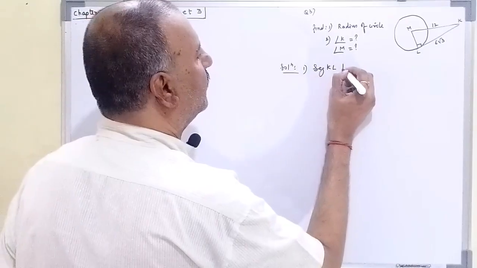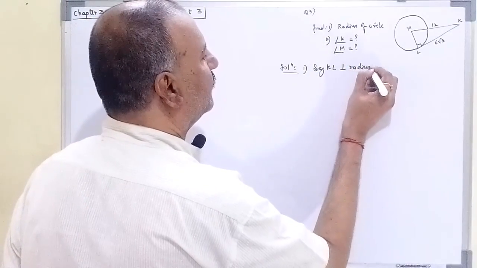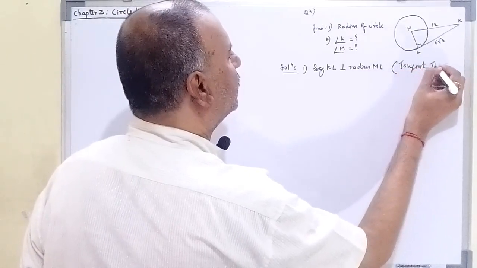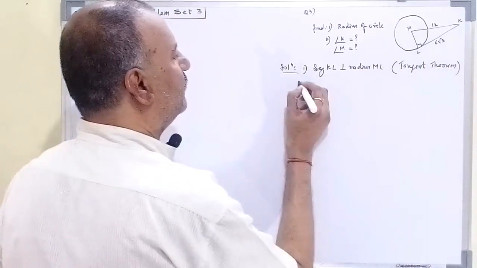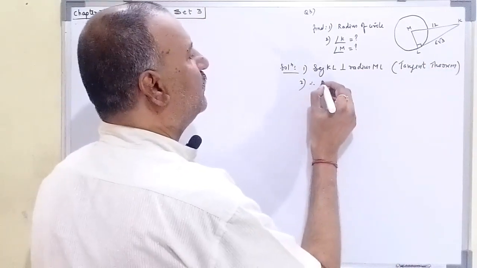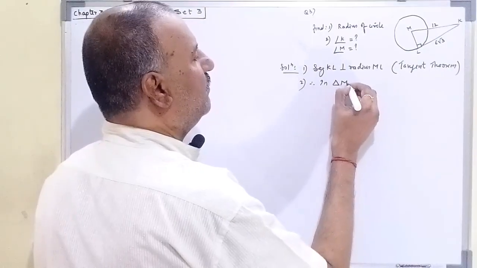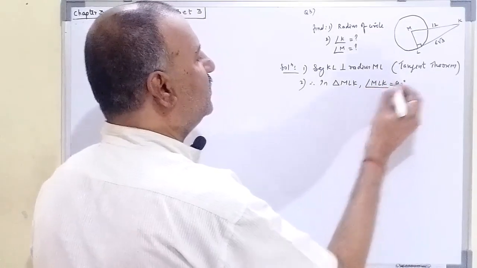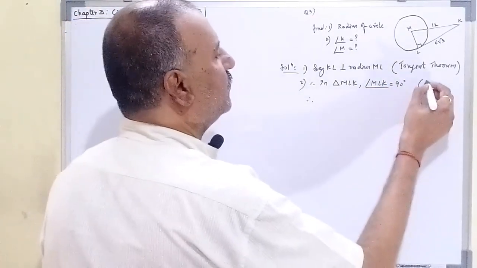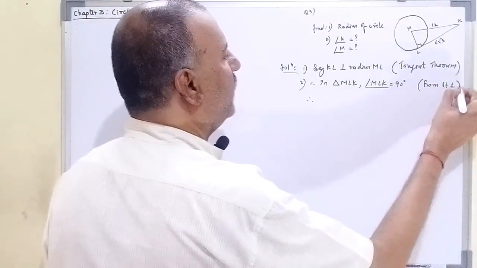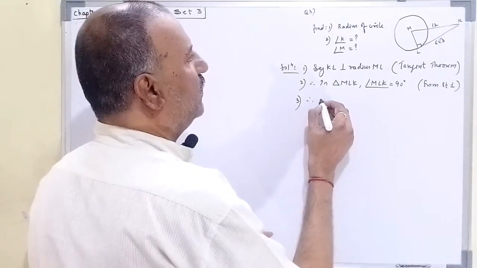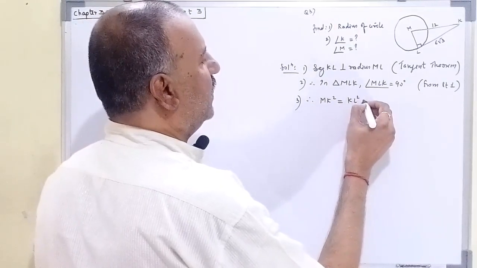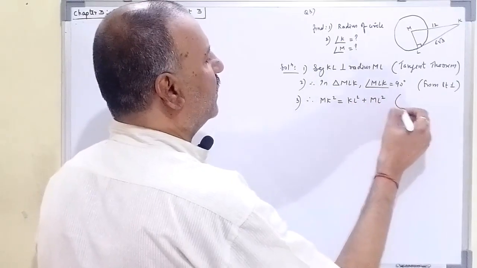So KL is perpendicular to radius ML, by the tangent theorem. Therefore, in triangle MLK, angle MLK is equal to 90 degrees, from statement number 1, statement number 3. Therefore, MK square is equal to KL square plus ML square.